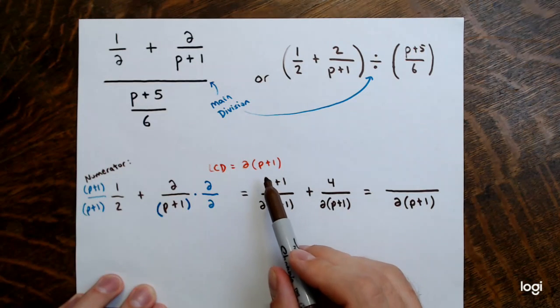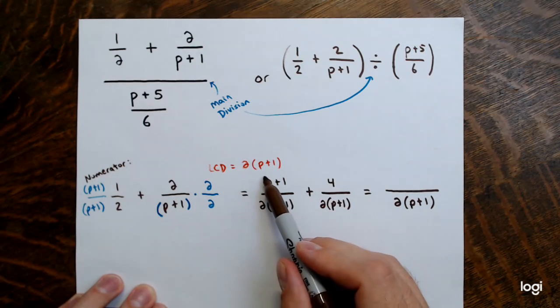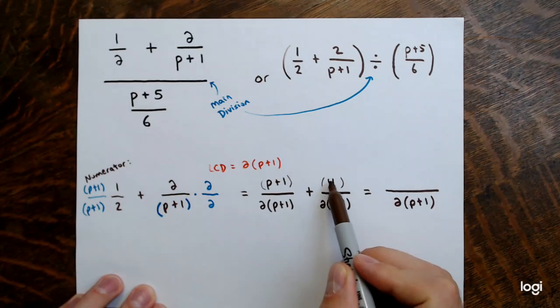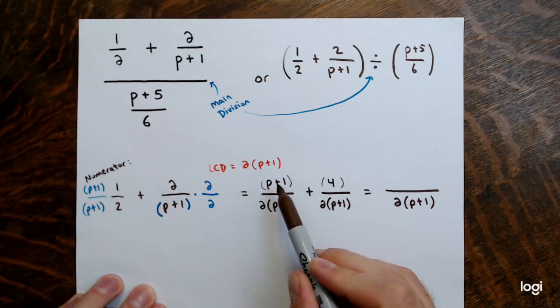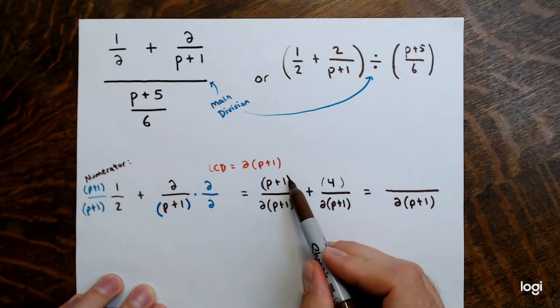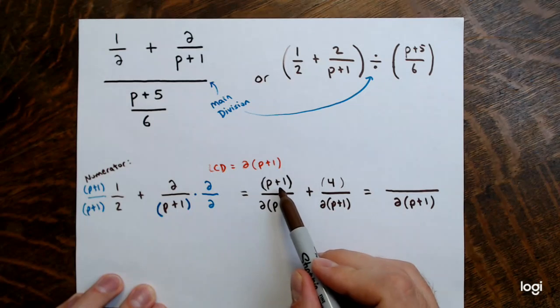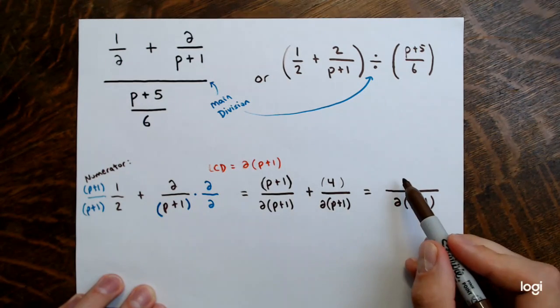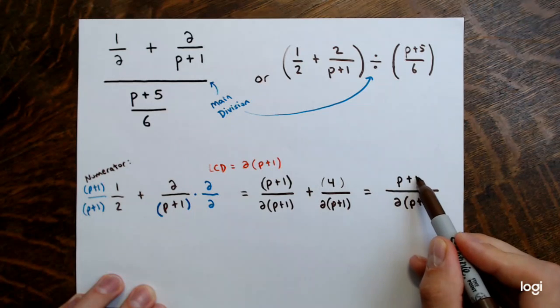And then you're just adding the numerators. Now remember, you're adding this entire numerator plus this entire numerator. I don't really need the parentheses around this one because it just has one term of 4. But I like to put parentheses around polynomials with more than one term when I'm adding and subtracting. But p plus 1 plus 4 would simply be p plus 5.